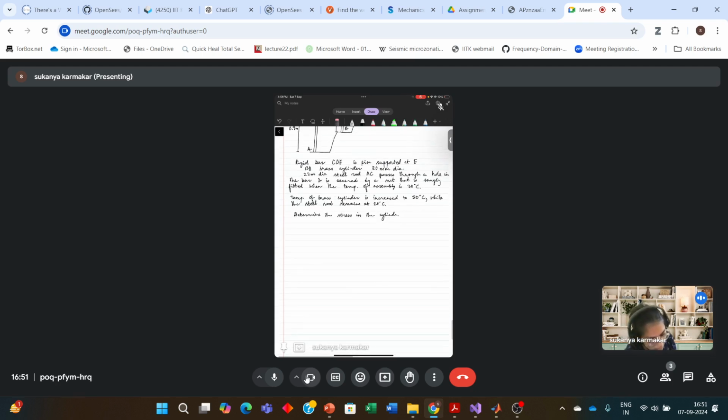It is mentioned that for brass, Young's modulus is 105 GPa and alpha is equal to 20.9 into 10 to the power minus 6 per degree Celsius. For steel, E is equal to 200 GPa and alpha is equal to 11.7 into 10 to the power minus 6 per degree Celsius.